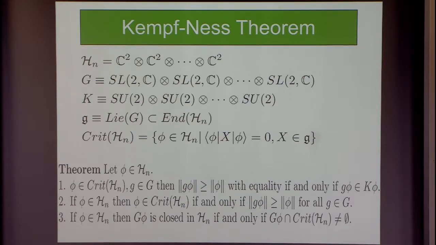Writing it in the group picture, it tells us that those critical states have the lowest norm, and the perhaps non-trivial part of this Kempf-Ness theorem is the third part: G phi is closed if and only if the intersection is not empty. So these are the sets of critical states. Now, how are these states related to entanglement and why is this important to us?